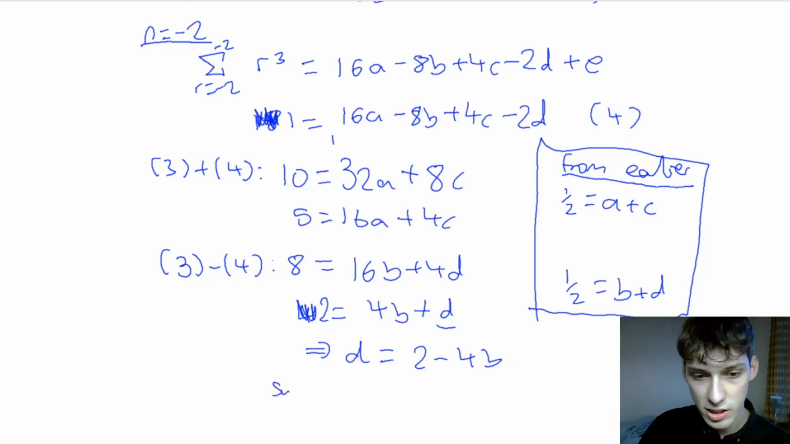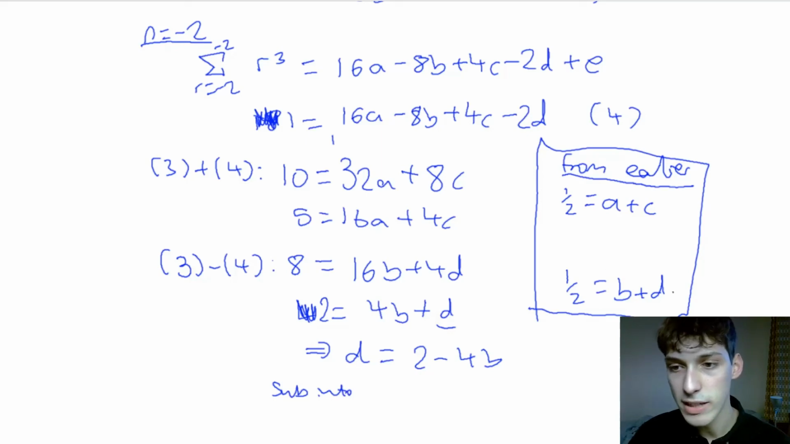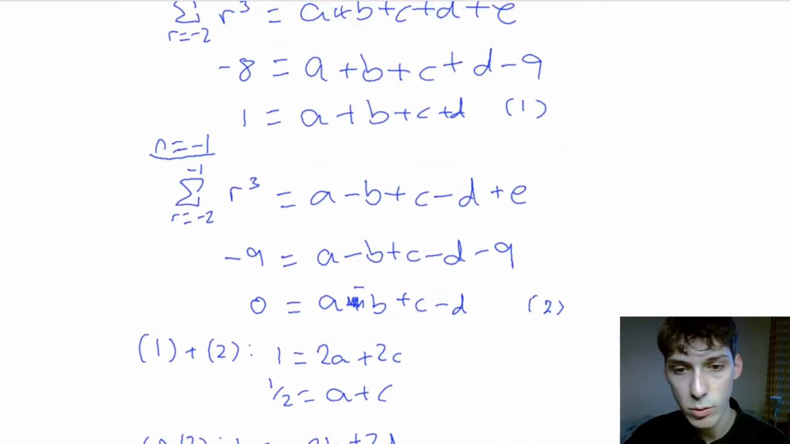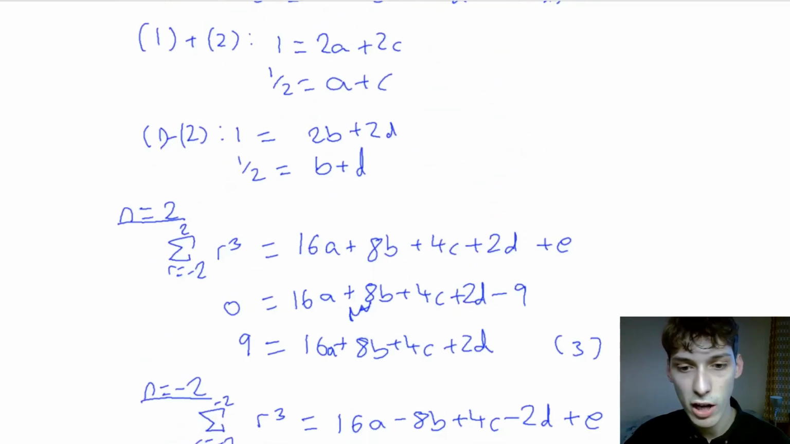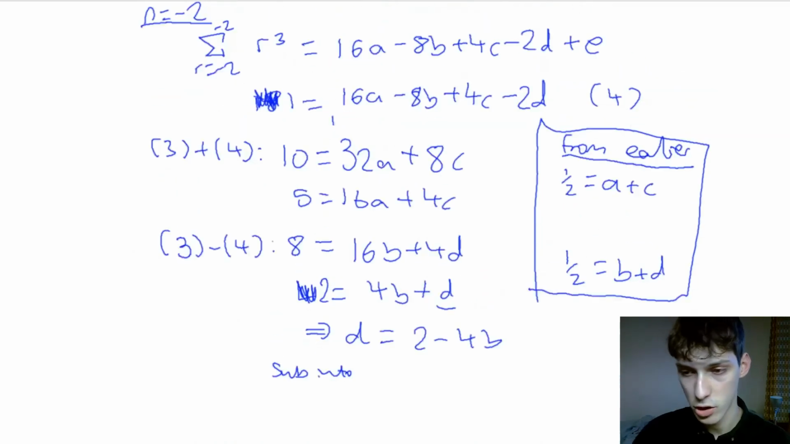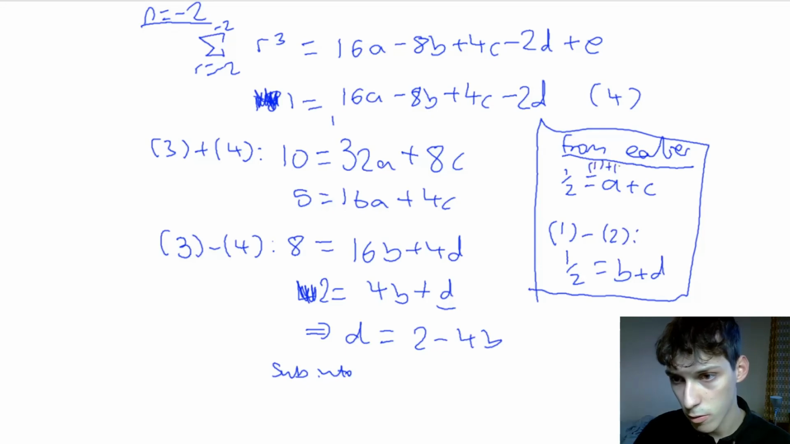So let's sub into, I think I should have named these equations in boxes. So let's at least see where it came from. The half is equal to b plus d, just so I can easily refer to it. That was 1 minus 2, and the other one was 1 plus 2. So I'll just write that down. Perfect. So yeah, let's sub this into 1 minus 2.